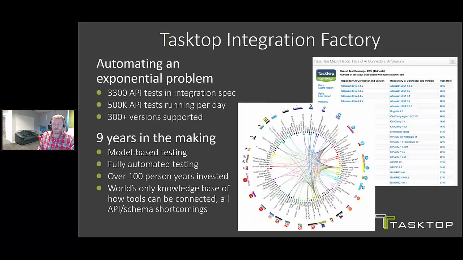And really one of the big reasons here is that we do have this idea of the integration factory. It's basically a way that we've been able to automate this exponential problem. So within a single connector, there's this idea of a spec for an integration. And we're running 3,300 plus API tests just running against that spec. So overall, throughout the course of a day against all of our connectors, we're running over 500,000 purely API tests. So this has been something that we've been working on for quite a few years, and that is the base of all of our products, right? So that's the base of Integration Hub. It's also the base of Sync.